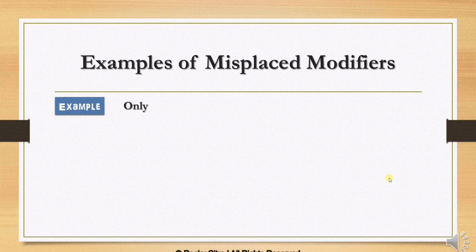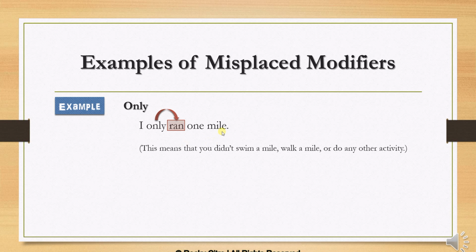So one common word that's often put in the wrong place is the word only. For example, I only ran 1 mile. It sounds perfectly fine when you first listen to it. You'll notice that in a lot of these examples, the word that's being modified comes right after the modifier. So this is our problem with the word order. In this case, the word only modifies ran. So what it actually means is that you didn't bike or swim or jog or walk a mile. You just ran and didn't do any other action.